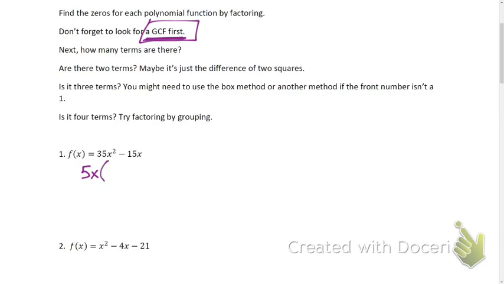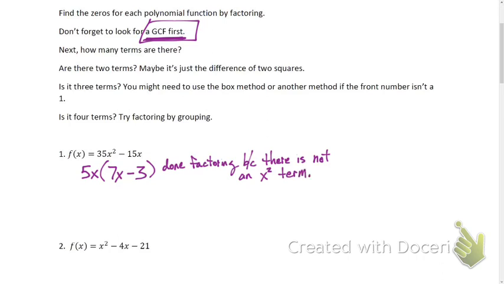So you have to think backwards here. 35 divided by 5 is 7, and there's still an x on that term. Negative 15 divided by 5 is negative 3, and that x is gone. So at that point, we are actually done factoring, because there is not an x squared term. There's no factoring to be done. So you're actually kind of done.